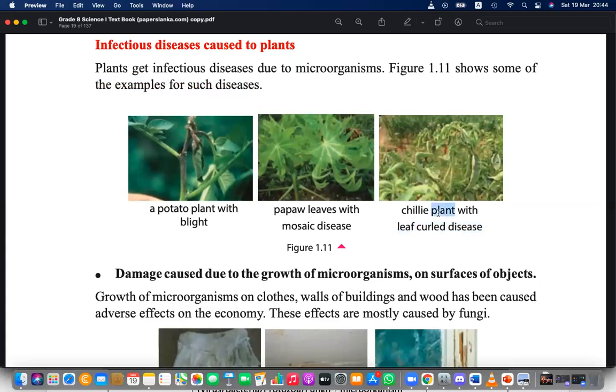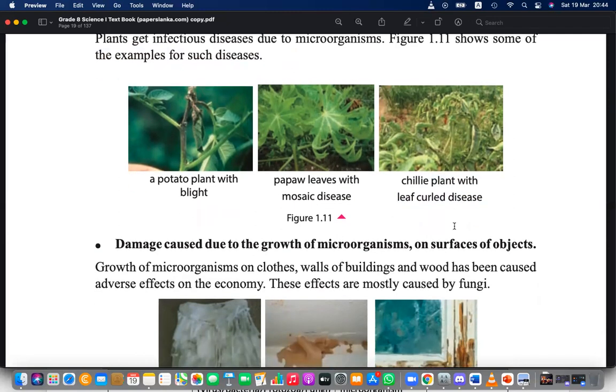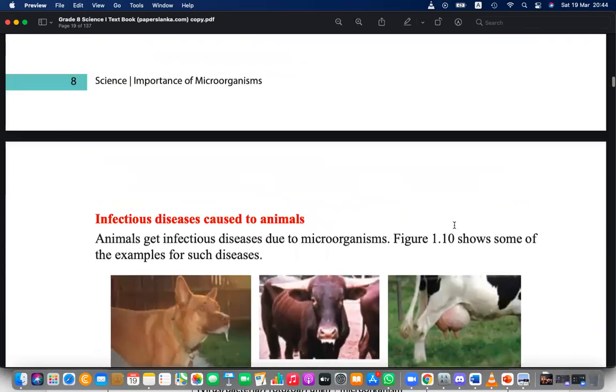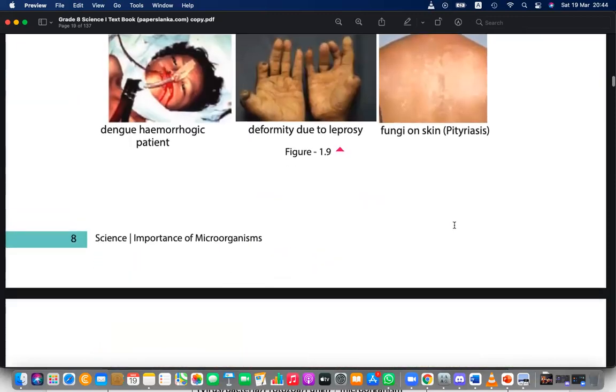So this is a chili plant. You cannot find chili there, but you can see its leaf curl disease. It's mostly affecting leaves, but not just leaves, because leaves are soft and more vulnerable to these things. It can affect the trunk and roots, etc. So not just animals, plants too. So here it's everywhere, right?